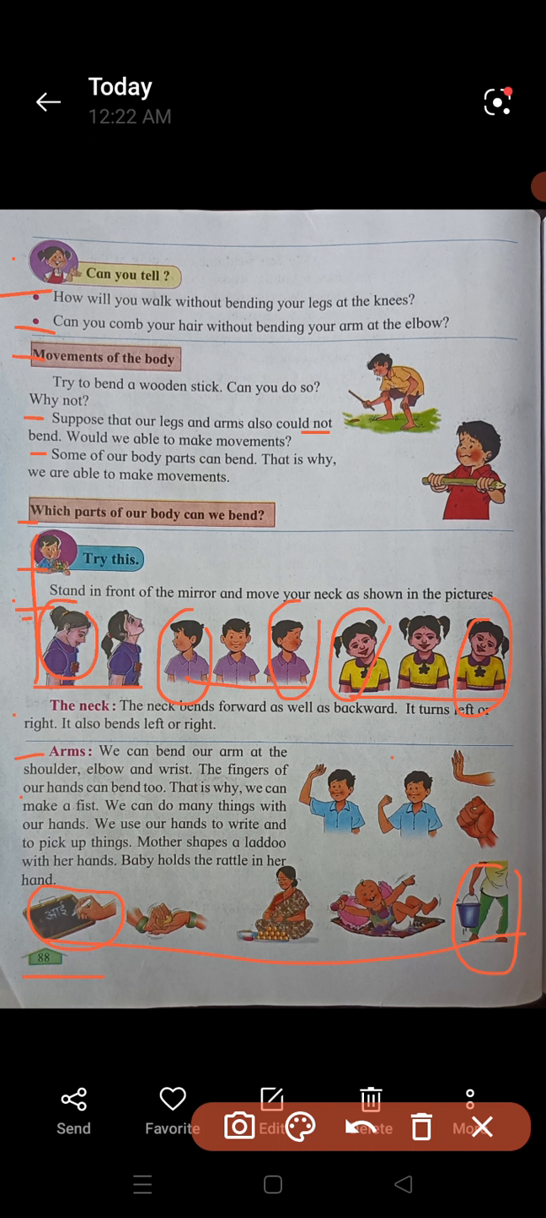The fingers of our hands can bend too. So with the help of the fingers we can bend. The mother is giving shape to the laddu, as you can see here in the pictures. So here also we have one picture. The baby is playing with the rattle and is holding that thing in her hand. With the help of our arms, we can do a lot of movements, as you can see here in the picture.